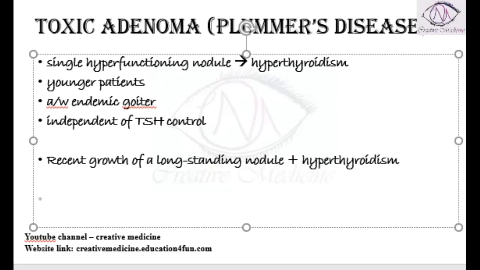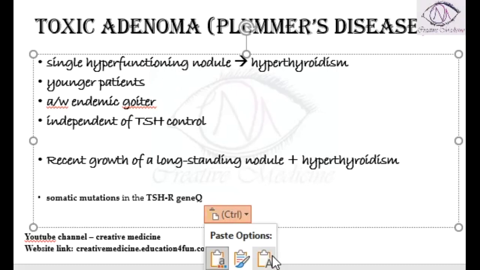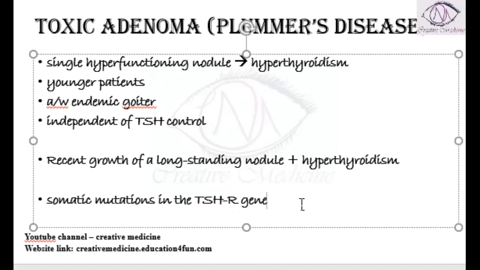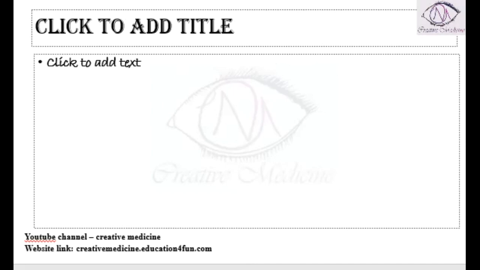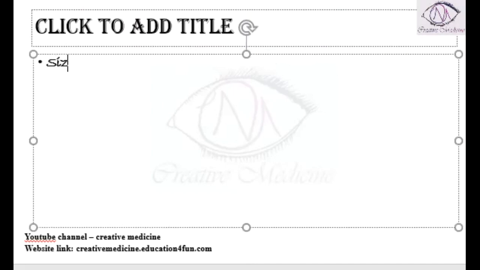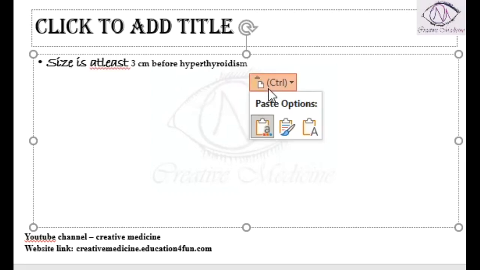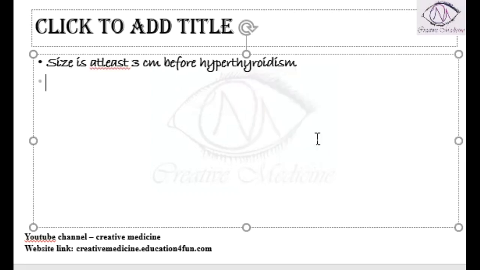This toxic adenoma can occur due to mutations in TSH receptor genes. Because of the mutations in TSH receptor genes, the patient can have a toxic adenoma. In most of the cases, the size of the toxic adenoma is at least 3 centimeters before development of hyperthyroidism.